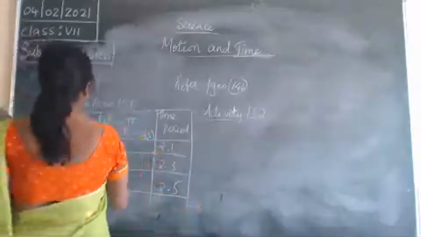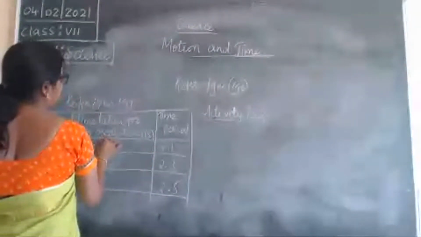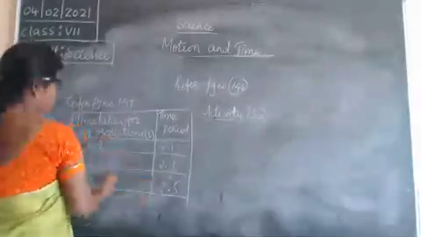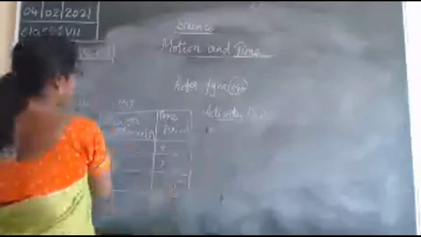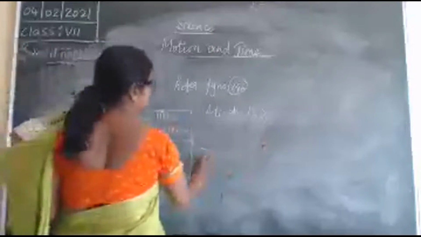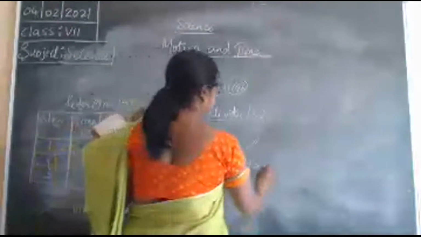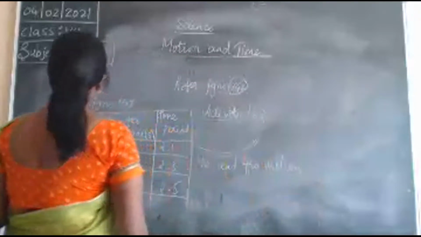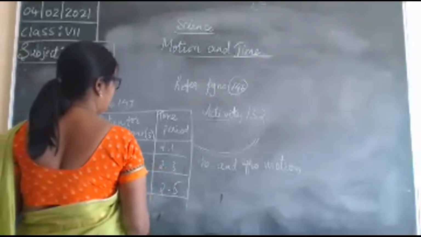What is the time taken for the first one? For 20 oscillations it is 42, and next it is 46, 48. The time period, oscillations, are to and fro motions. Oscillation means from here to here, here to here. To and fro motion. So the second one is 46, with time period 2.3. For 48 it is 2.5 seconds.